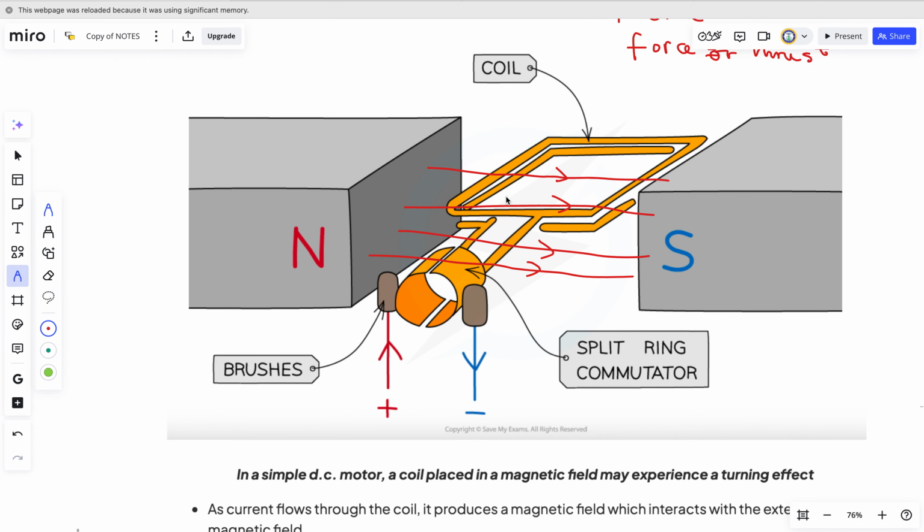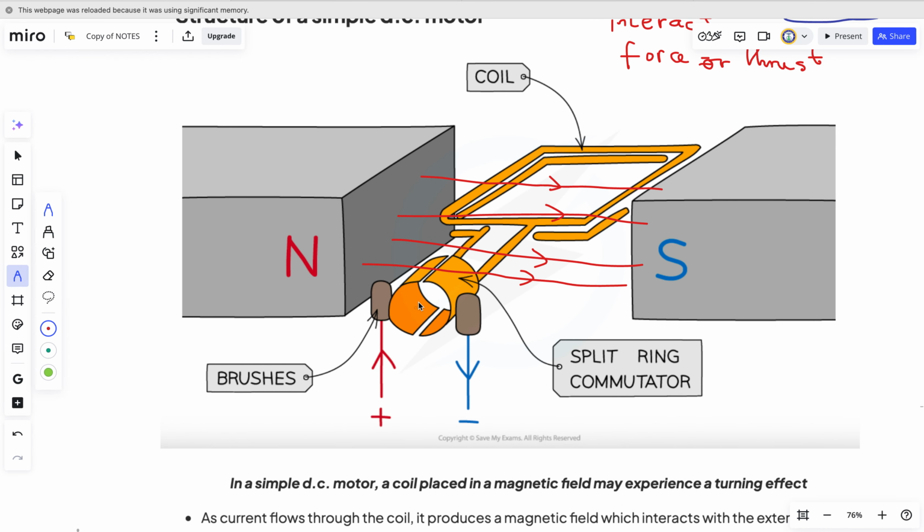So if we go back to the motor we are showing, let's take a look at this. In this motor, this first one, if we use Fleming's left-hand rule, you can see that current is flowing this way, upward.